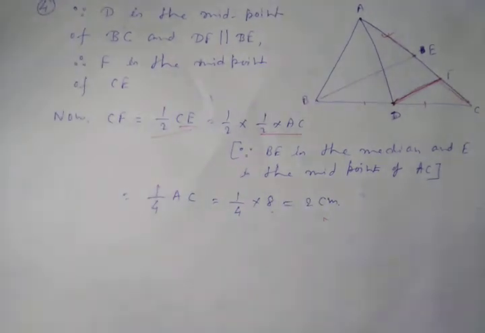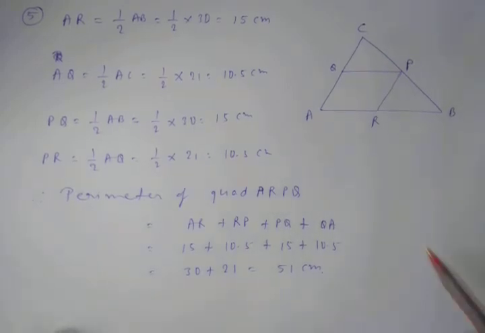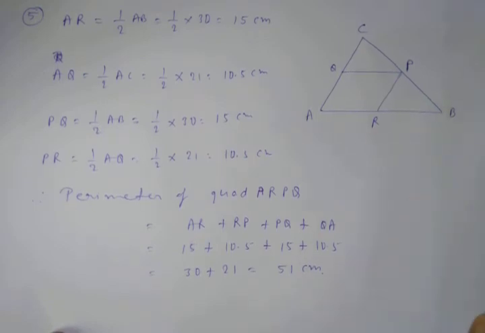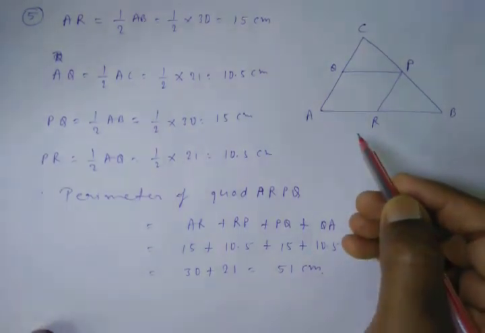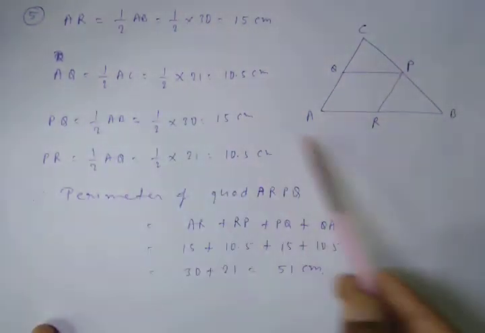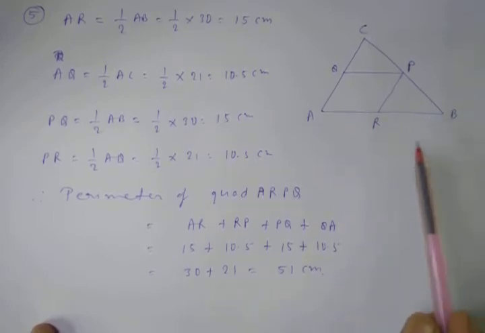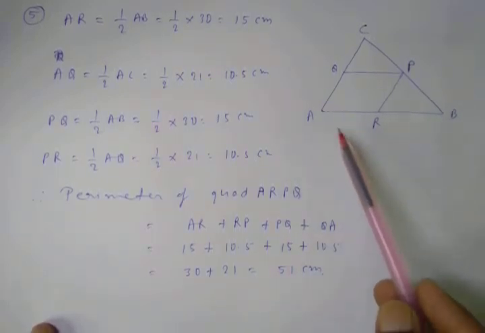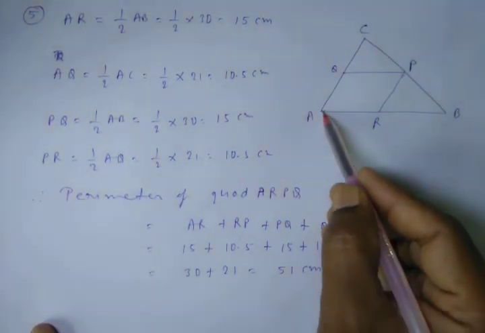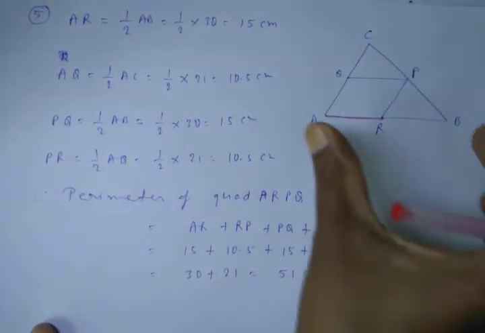And the last one is question number 5. In this question, again, we are given a triangle ABC, and P, Q, R are the midpoints of the respective sides. We are also given the lengths of AB, BC, and AC. Then we have to find the perimeter of the quadrilateral ARPQ. For this, first find AR. You know that R is the midpoint, then AR is equal to half of AB.